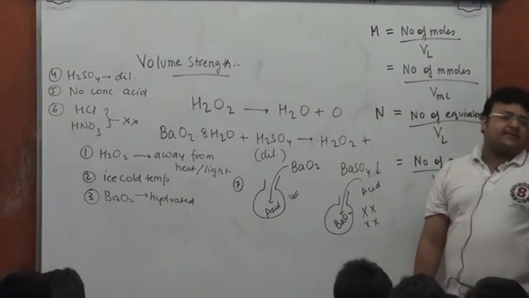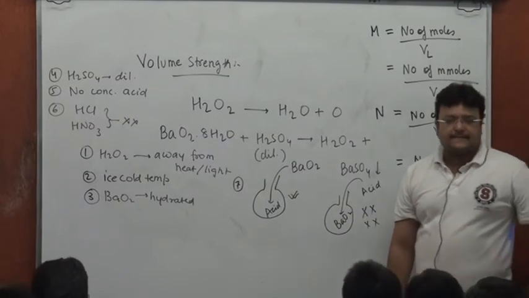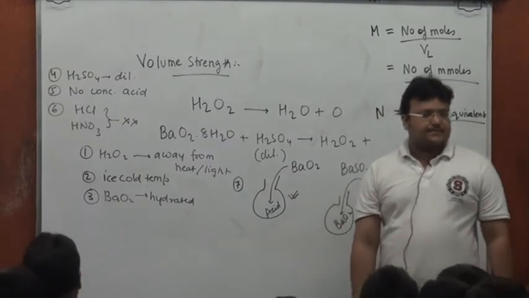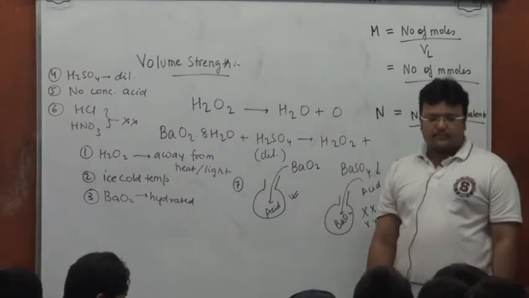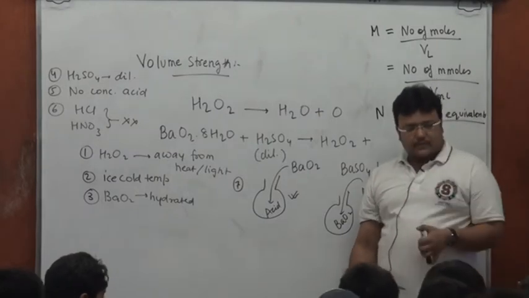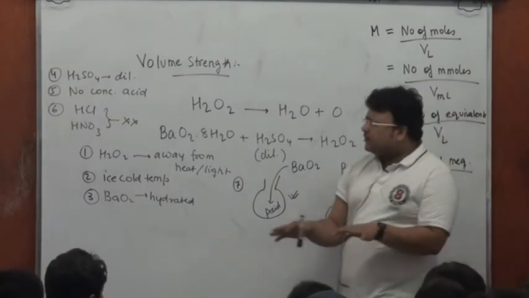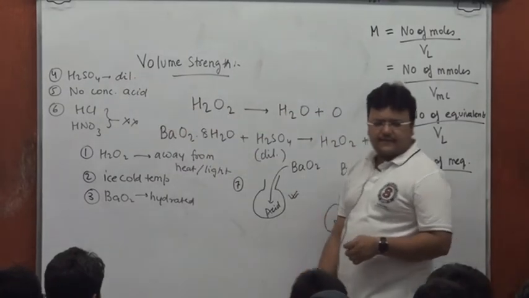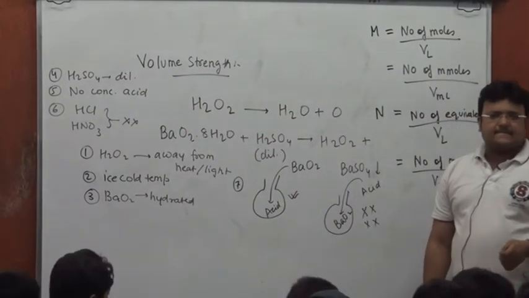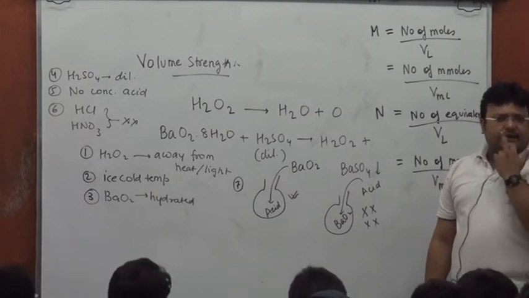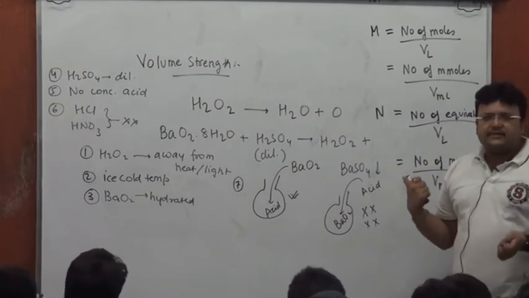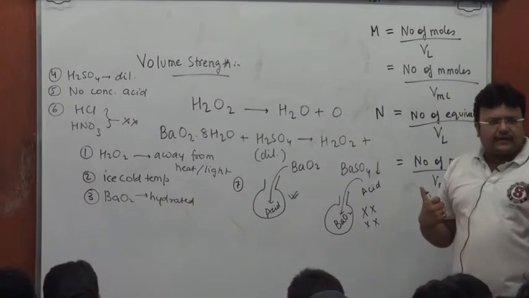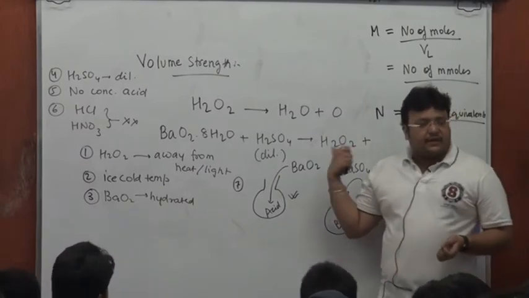Dilute sulfuric acid is taken. Tell me why. Add barium peroxide to concentrated solution. For the time being, I am talking about this. Dilute sulfuric acid is taken. I did tell you an oxidizing agent will further accelerate the process.